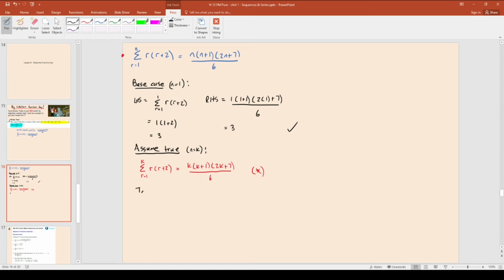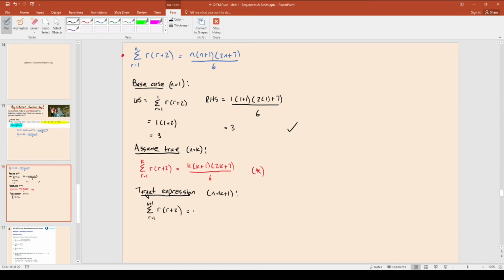Cool. Now what's the next step, buddies? That's it, the target case. Okay, the target expression is for when n equals k plus 1. Now, what will it look like then, buddies? Well, on the left, it's going to be almost the same. It's going to be r equals 1, but this time we're going to k plus 1. But this doesn't change in here, though. This is still r plus 2. Yeah, because we're just changing what we're counting up to. We're not actually changing the rule.